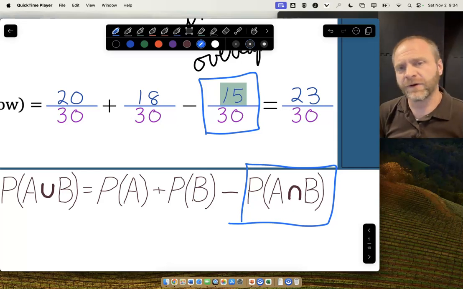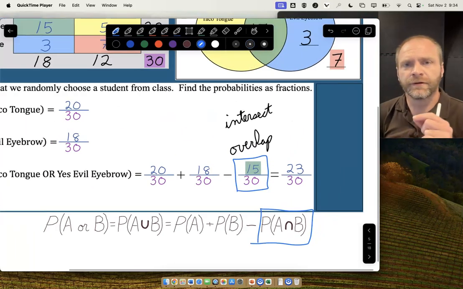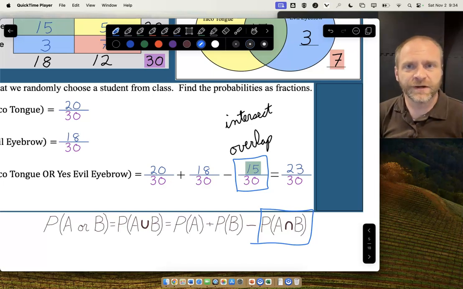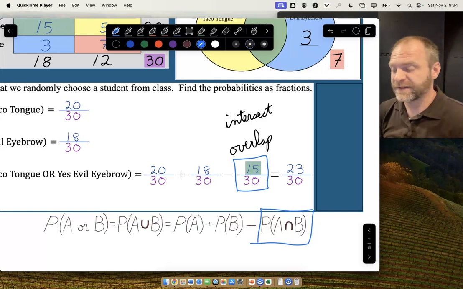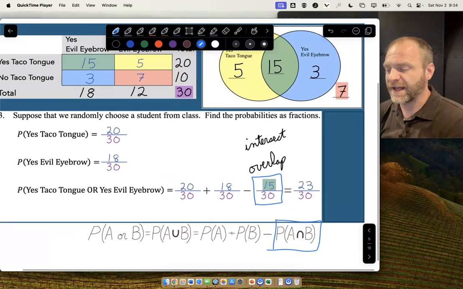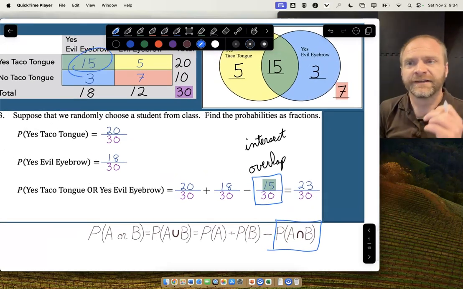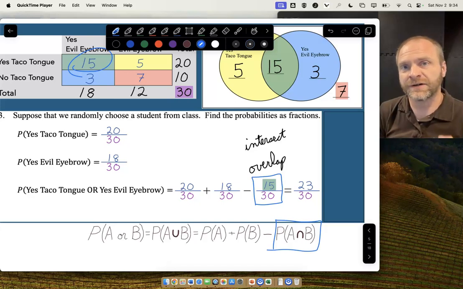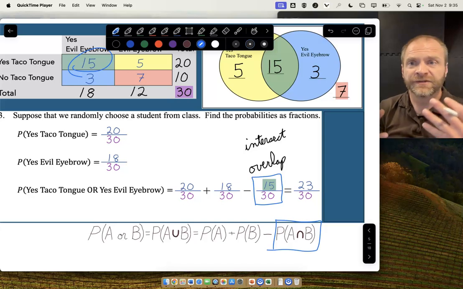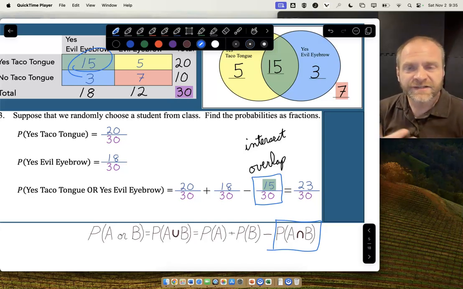And so I have to focus on that. This right here is the general addition rule. You need to be aware this is what's going to happen most often: if you have two events that have outcomes in common, and in this case they did have an outcome in common of 15 students who could do the taco tongue and 15 students who could do the evil eyebrow. So that was where they intersected. I counted it twice. That's going to happen very often.